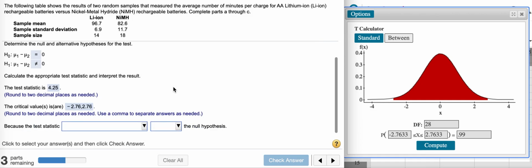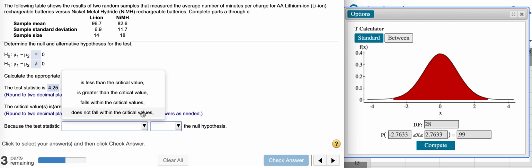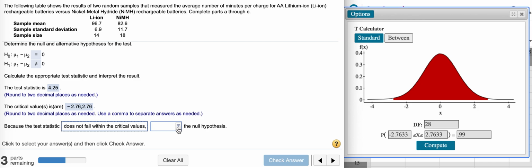As a result, our test statistic falls outside that range. Because our test statistic does not fall within the critical values, which might be a better choice of words since there's two of them, we're going to reject. In essence, it either falls into here or into here, and it was well outside over here to the right. So we'll reject the null hypothesis.